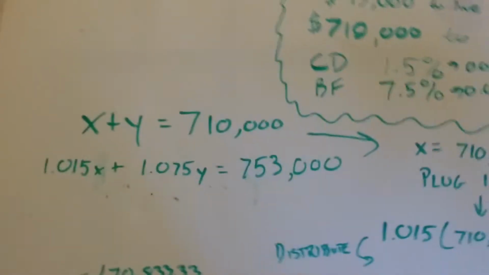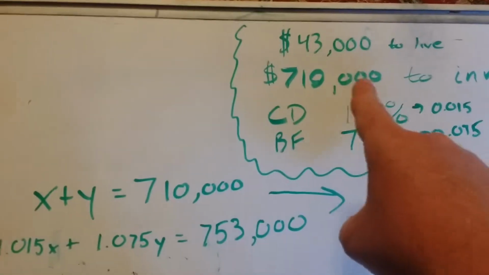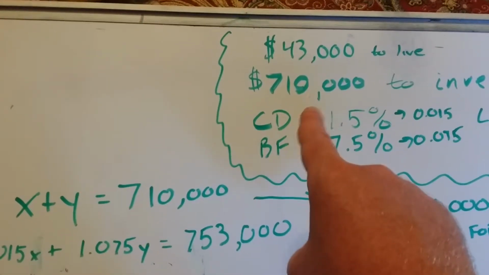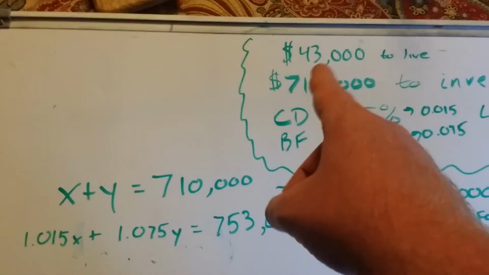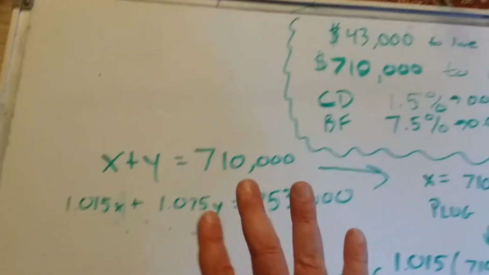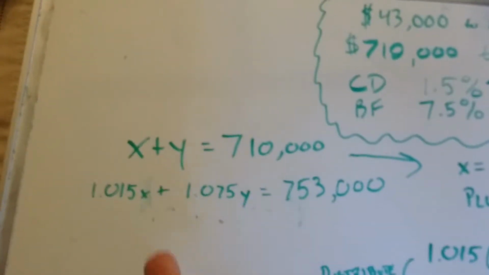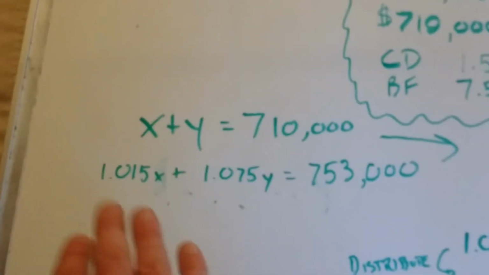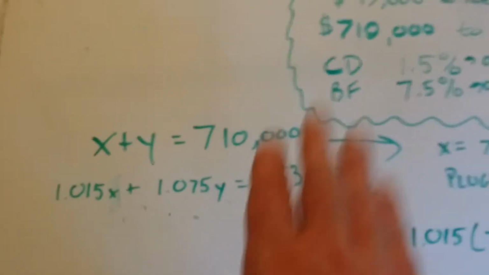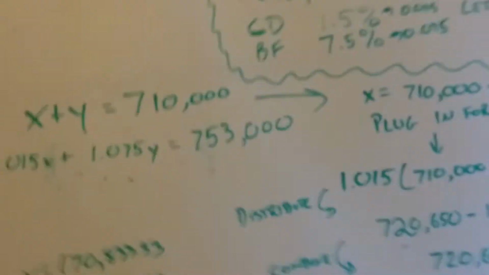And what that'll do is at the end of your year, you now have $43,000 in profit plus the original $710,000 you have, okay? So if you want to do this next year, then you can use the same equation again, okay? Because you'd spend the $43,000, you still have the $710,000, okay? So these are your two equations, okay? Your two amounts equal to the amount that you want to invest, and your percents equal to the amount you want to invest plus the $43,000 to live, okay?